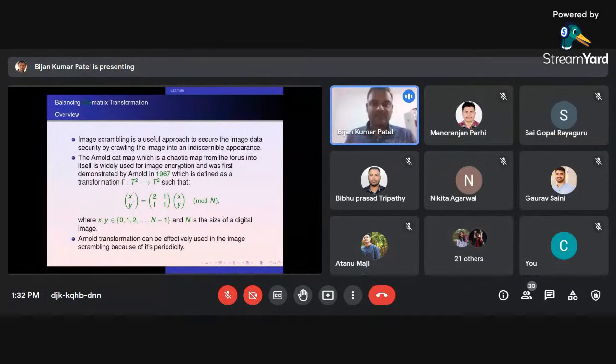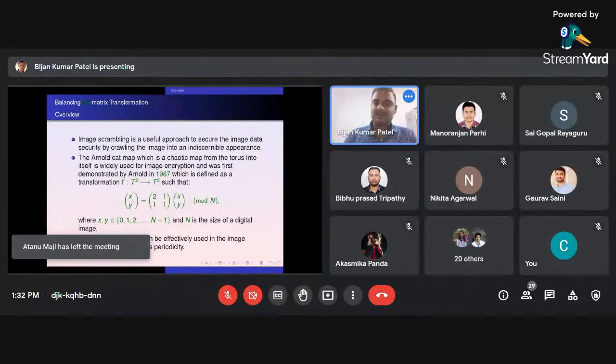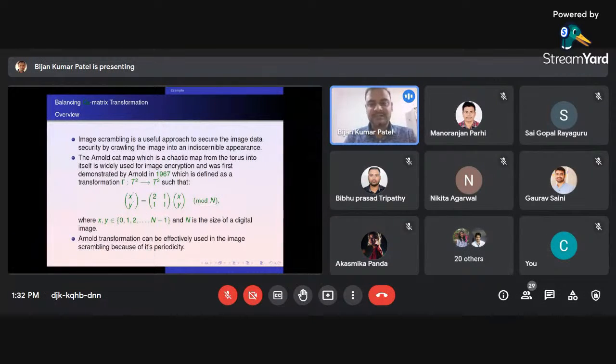Then, a little bit of overview before we talk about our work. Image scrambling is a useful approach to secure image data by scrambling the image into an indiscernible appearance. And first, the Arnold Cat map, a chaotic map from the torus into itself, is widely used for image encryption.